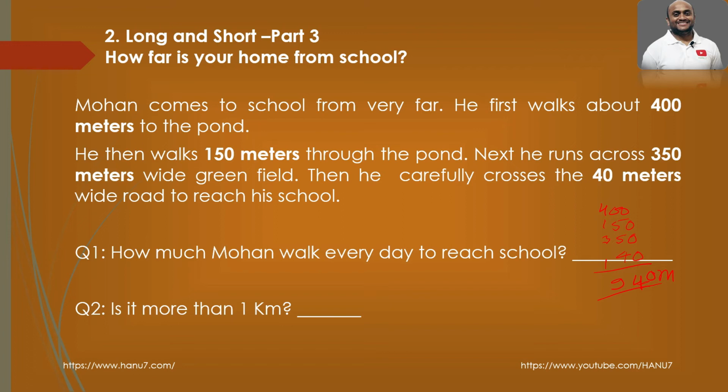And the next question is, is it more than a kilometer? In a kilometer, how many meters will be there? 1000. So 1000 is the greater value and 940 is the smaller value. So you can say it is not greater than a kilometer. Okay, so like this you have to calculate the values.